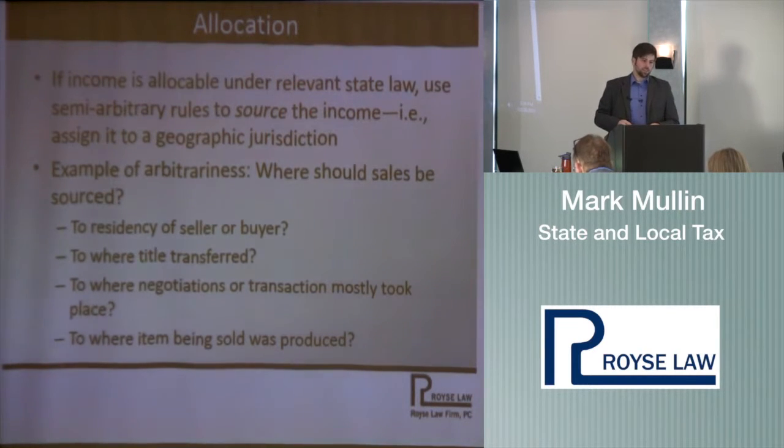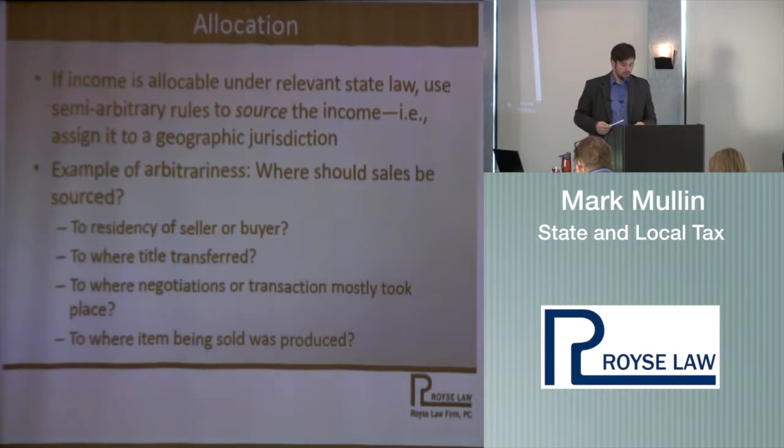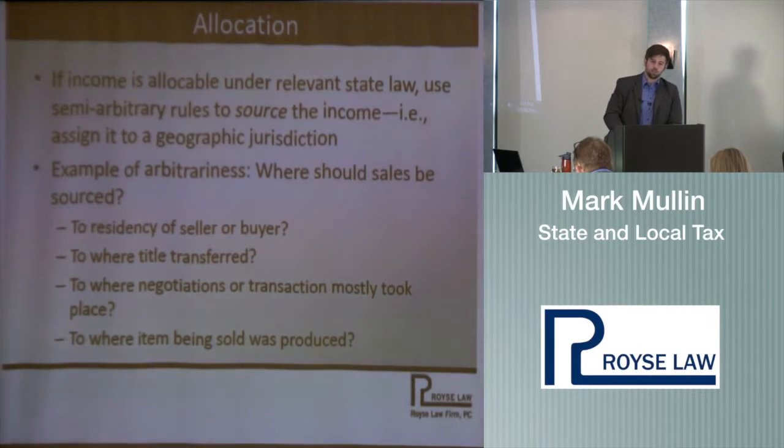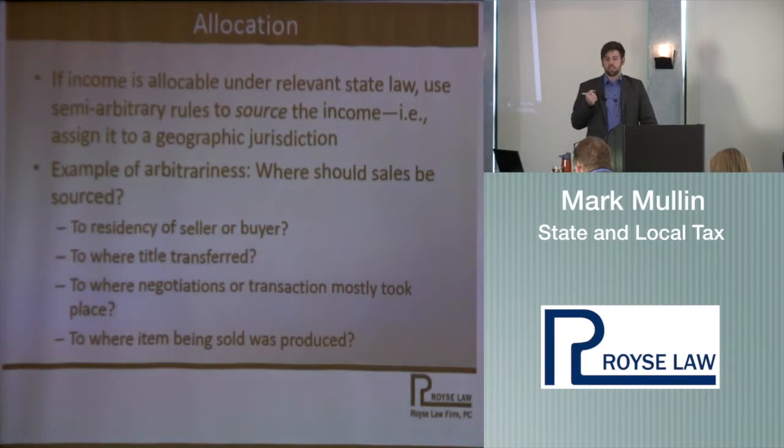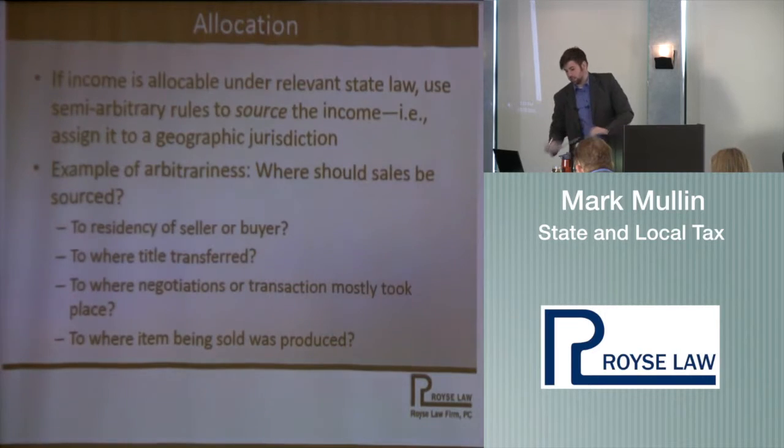I happen to think that sourcing is, after a point, a very difficult proposition to make sense of. Say you sell something to someone in another state. Where should that sale be sourced? Should it be sourced to your residency? Should it be sourced to the buyer's residency? Should it be sourced to where the title was transferred or where you negotiated for it, or even where the product was made? Sourcing tries to get at the idea that they want to tax income from where it was made, but it's really hard to pin that down, and allocation suffers from that.